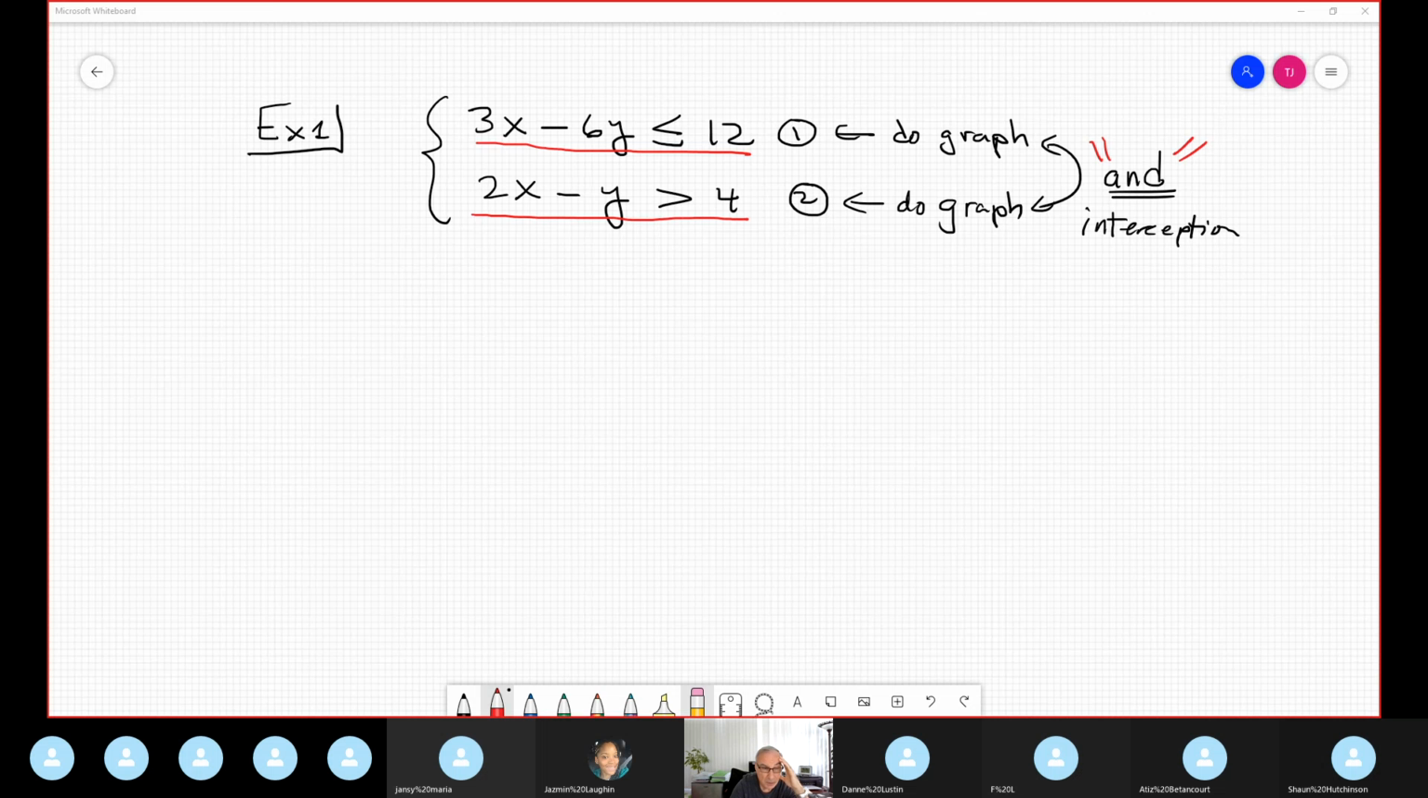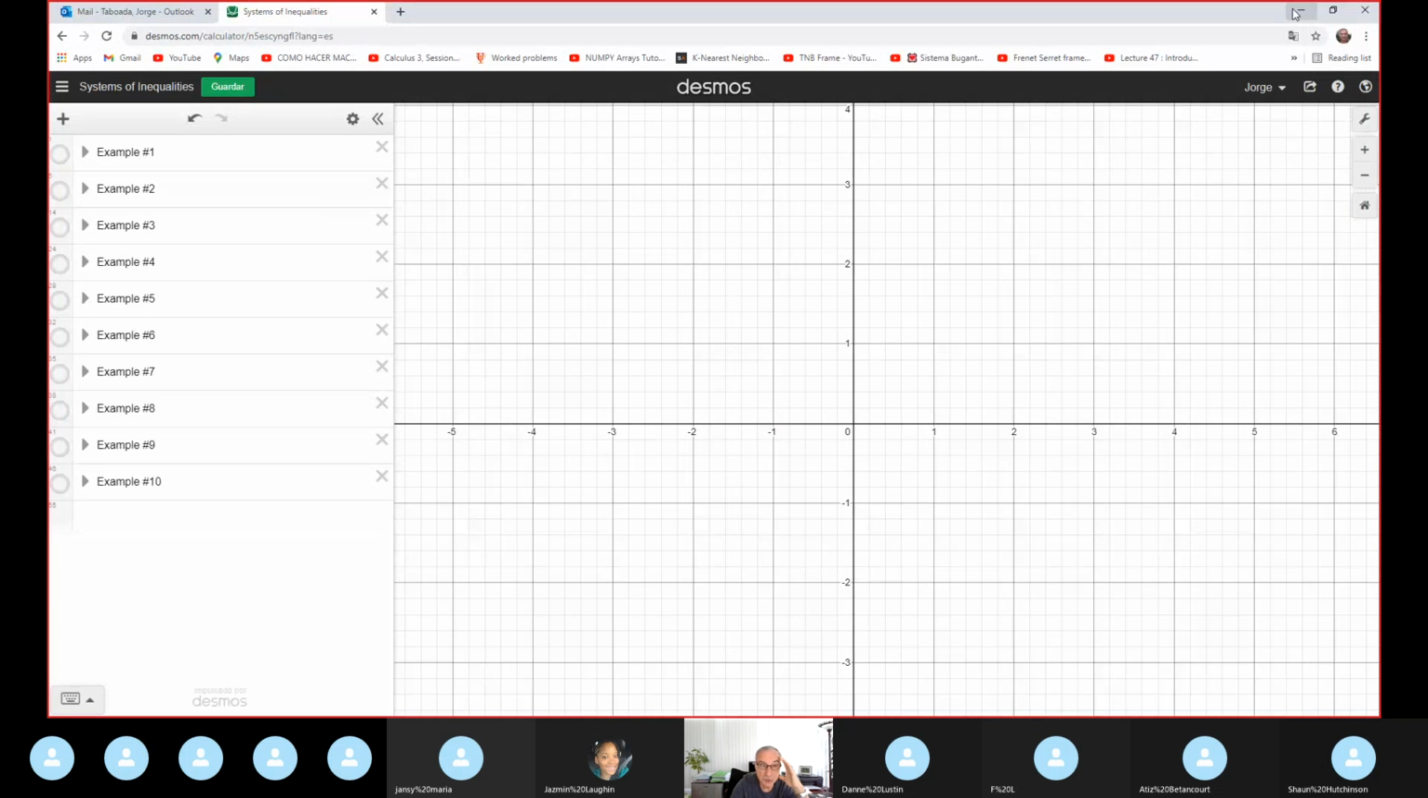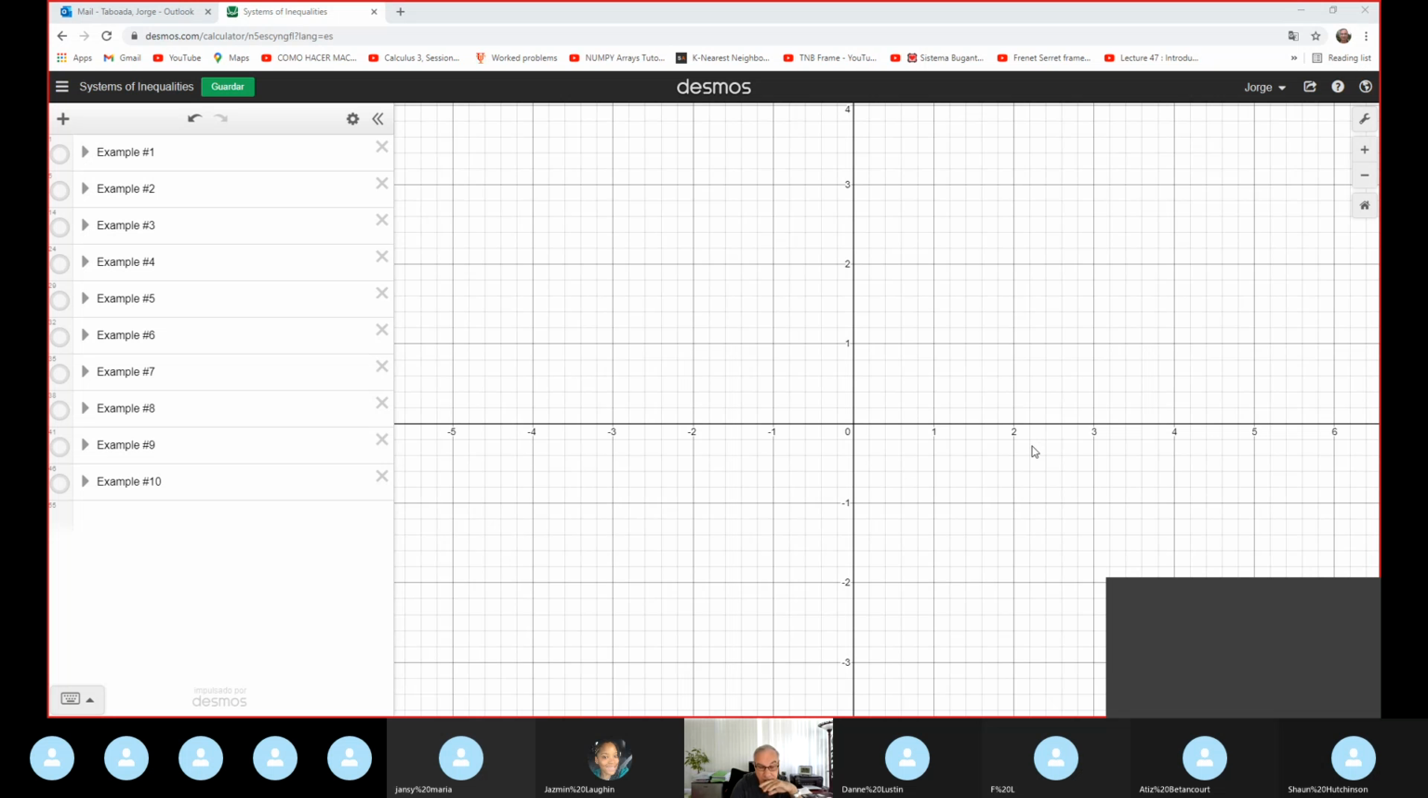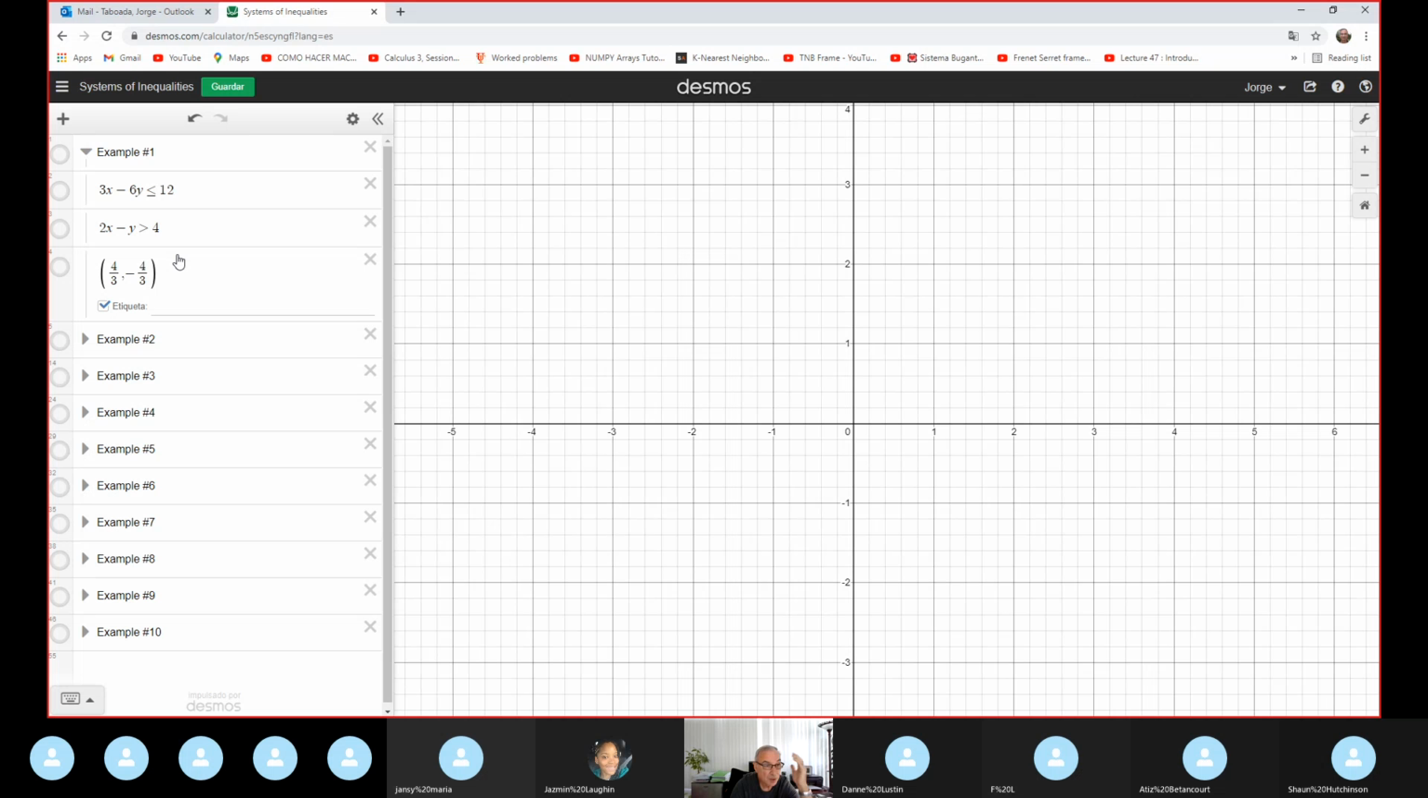Okay, there you go. This is Desmos. Do you see Desmos? Okay, super. Now let's do the first one. This example we are doing is number 1. Okay, number 1, remember, is 3x minus 6y less than or equal to 12. I just copy it like that, exactly. No transformation, no isolating. I have here a common point. Okay, a common point is the intersection.